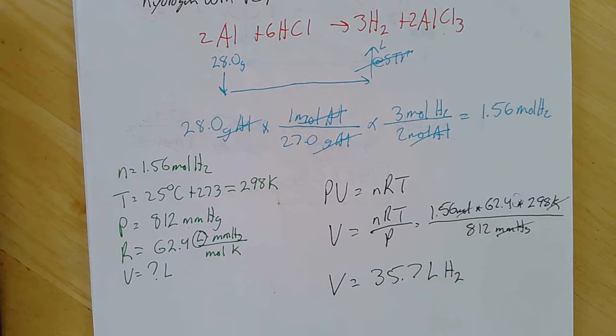So this is how we can put stoichiometry and the ideal gas law together. We can use the ideal gas law at any time, but in problem number 4, sometimes it's simpler at STP just to put in that 22.4.